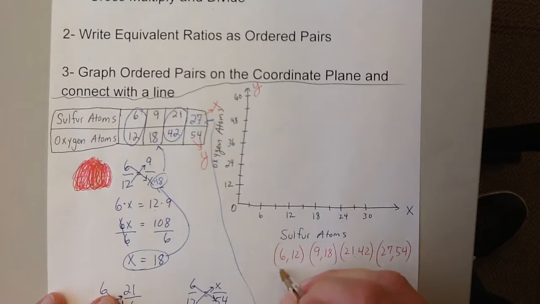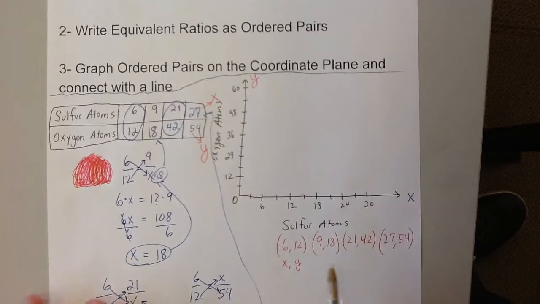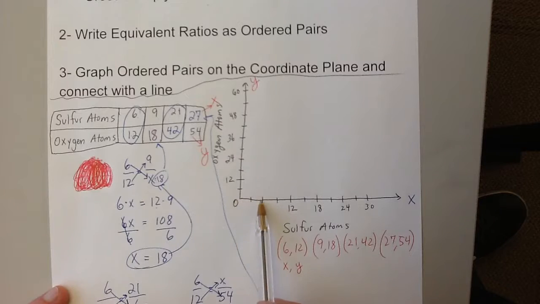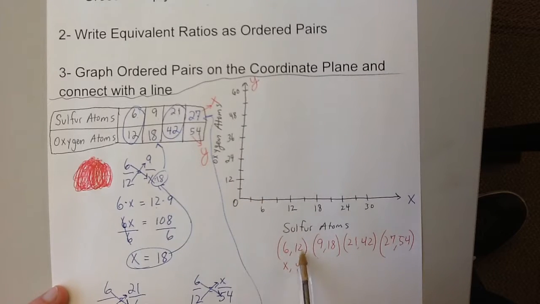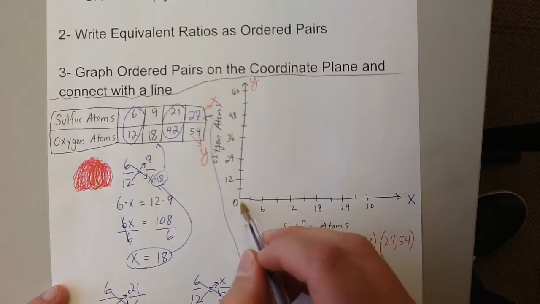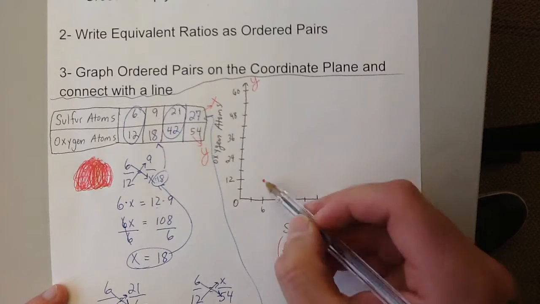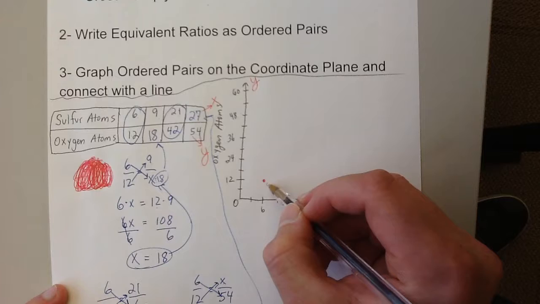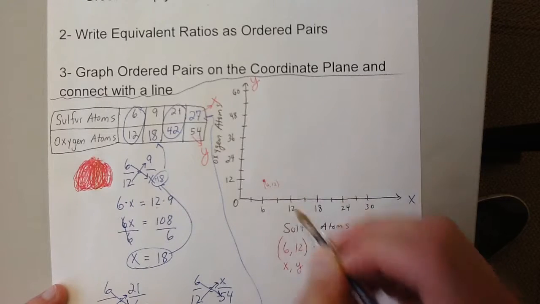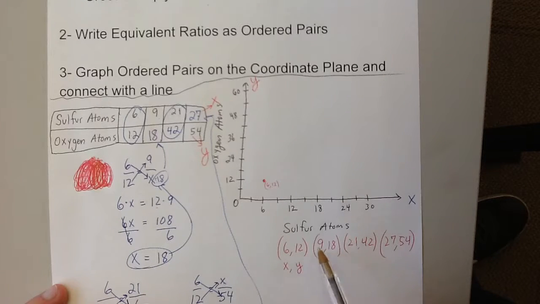Okay, so if this is my x value and this is my y value, since x is 6, I go to the right 6, and the second value y tells me to go up to 12. So right to 6, up to 12, and I put a dot. Okay, this would be (6, 12).